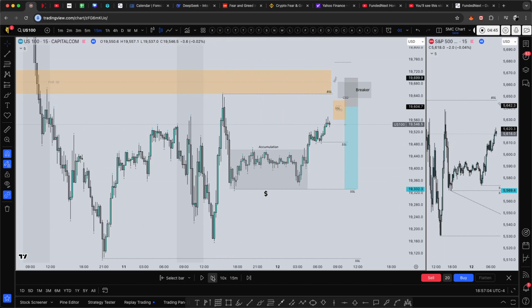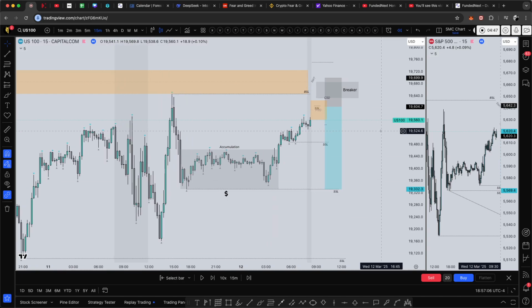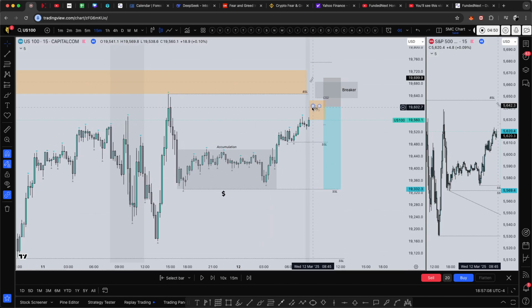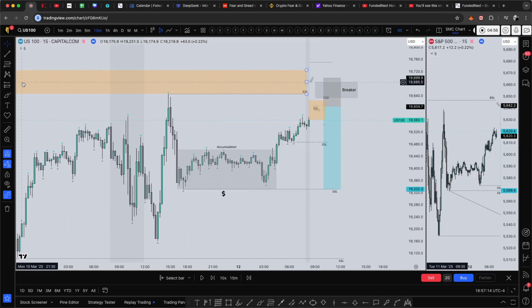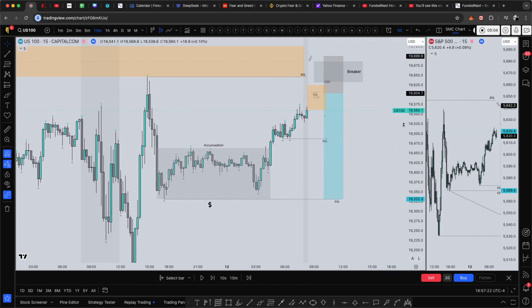The New York session just opened right here. That gray zone right there, that's the New York session. This is the indicator, by the way. It's called time zone. I use it to let my students know that I'm only looking for entries within my session. I don't trade other sessions.